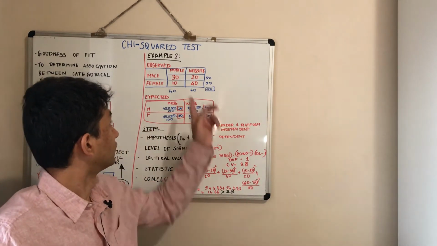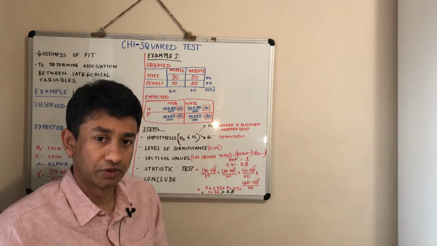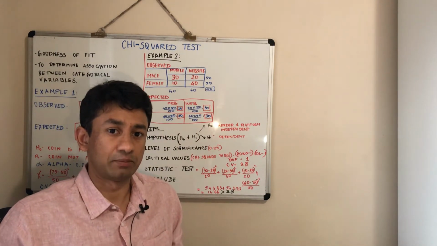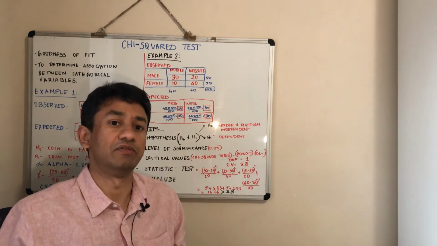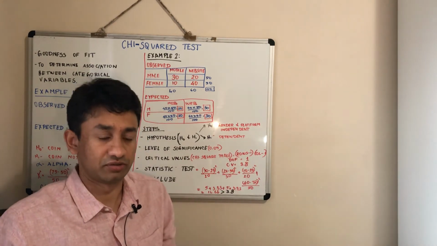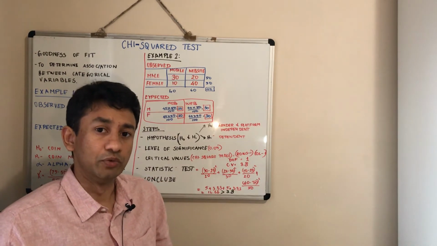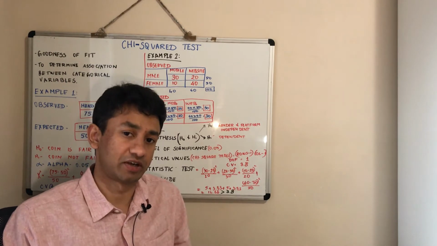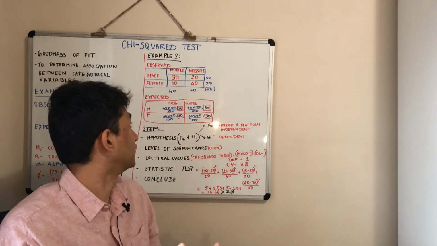Here we have the observed values as usual. Based on the sample data that we have, we generate this kind of contingency table. Then what we do is we have to get the expected values.